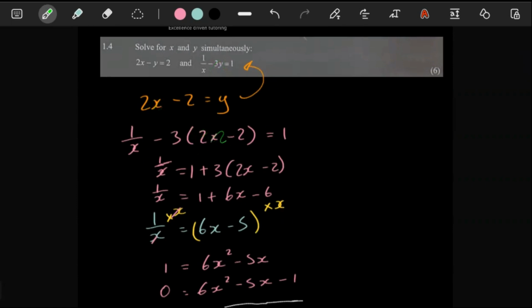We put 2x minus 2. And then what happened was we took this whole thing here to the other side, so it became a plus there. And then the one is still here, right? And then we multiplied inside.